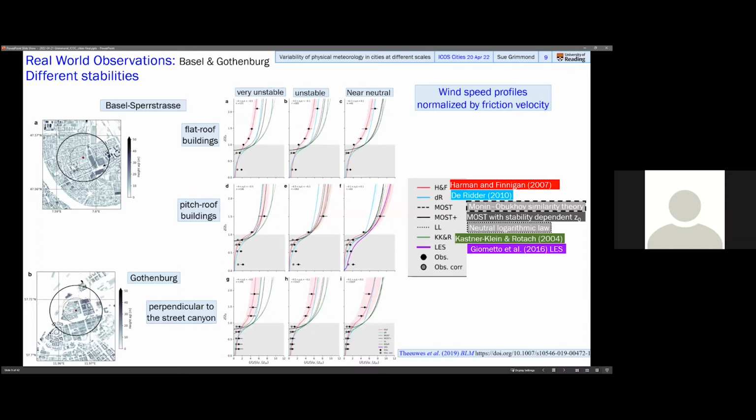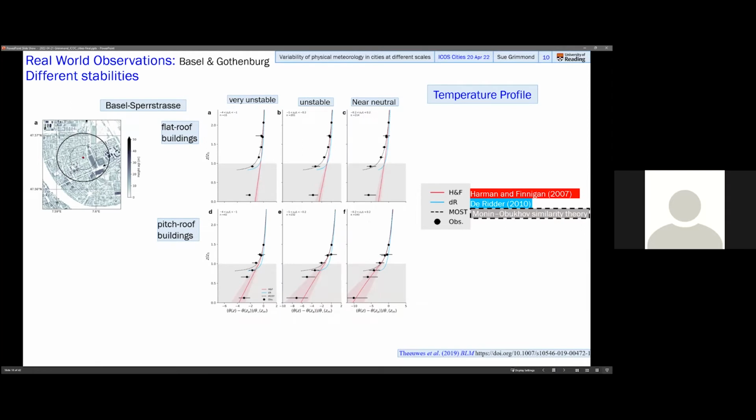So if we look at different flow conditions, now we're looking at different roof types, flat buildings, pitch roof buildings, and now also looking at observations in Gothenburg, Göteborg in Sweden, we see that the Harman and Finnegan model actually works remarkably well for all of these different roof types, and also for different stabilities, for the different columns, for very unstable and near neutral conditions. So it's performing quite well across a range of conditions.